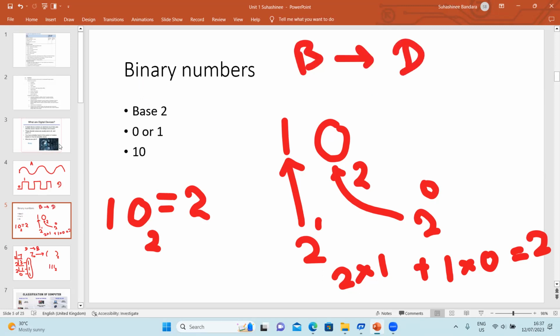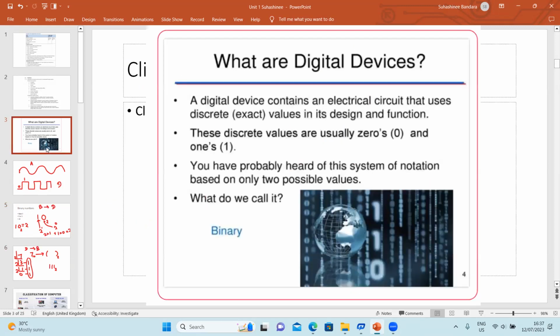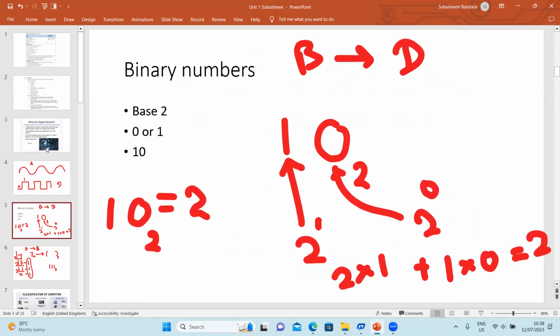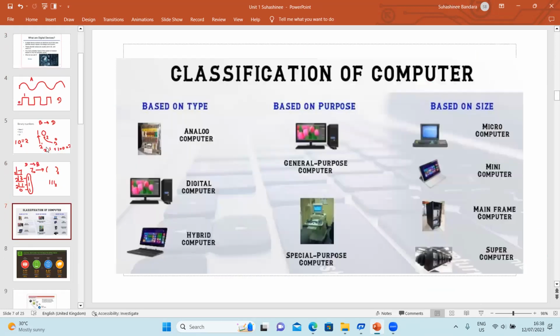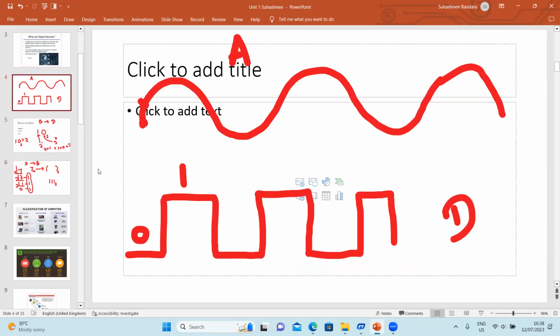Okay. So actually, what is a digital device? The devices which contain ones and zeros we call digital devices. Those devices have discrete values, ones or zero. So we call it a system that contains binary numbers. Okay, shall we note that down?